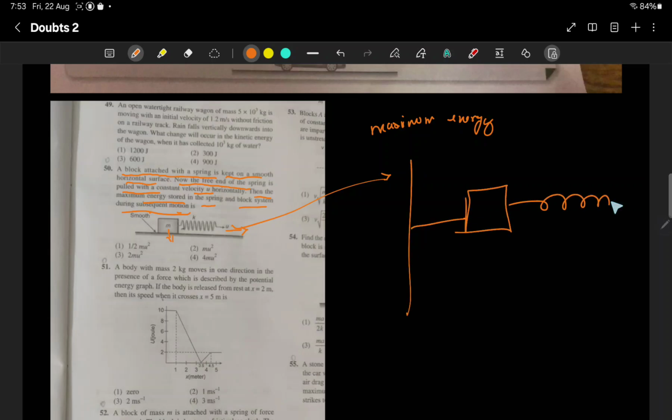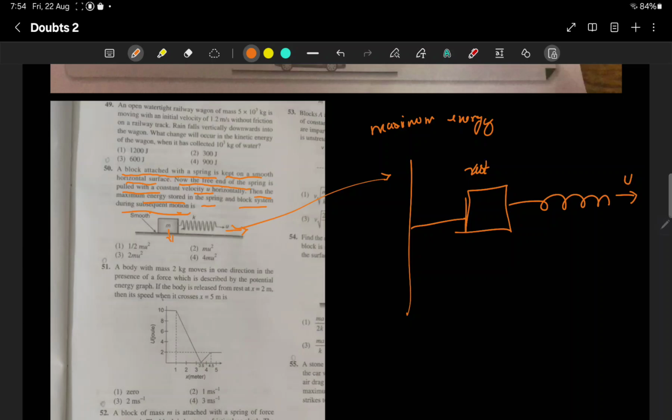So they are asking for the maximum energy. Okay, we have to find the maximum energy. If we want to find that, we have to analyze this first. Here I have a block and here I have a spring. When I am moving with a constant velocity u, the block will be at rest.